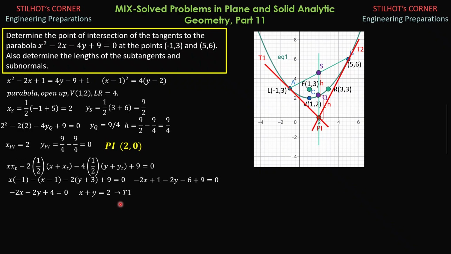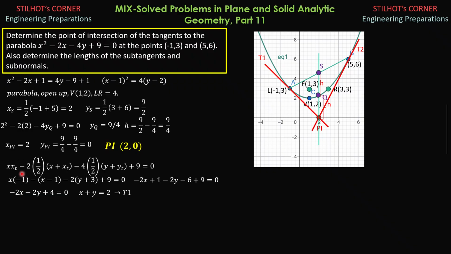So x plus y equals 2. 10 minus 6 is 4. So next, we have to sketch the graph and find the equation of tangent 2.